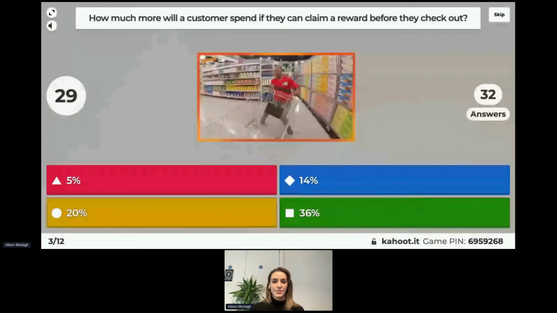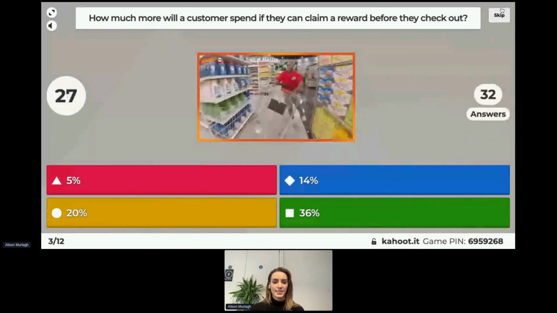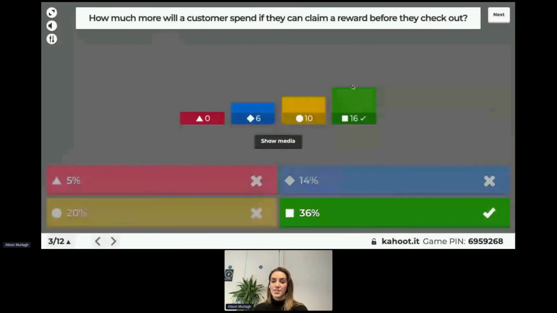All right, we'll close the voting now. 36%, that is the right answer. Well done, everybody who chose 36%. Instant gratification and the ability to earn and spend rewards on their current purchase rather than after they've checked out can increase basket sizes by 36%.